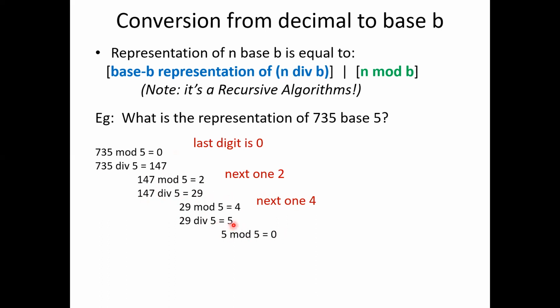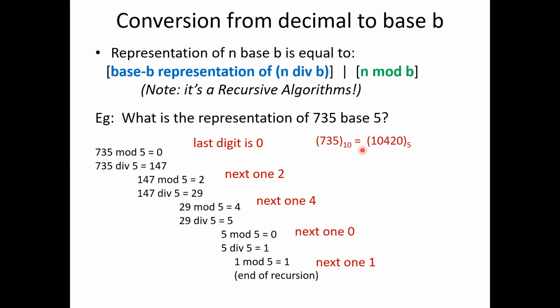So 5 is not smaller than 5. 5 mod 5 is 0, and the quotient is 1, and now we are at the base case because 1 is smaller than the base. So this is simply the next digit. The answer should be read with this as the highest digit and this as the lowest. So the answer is 10420 base 5.